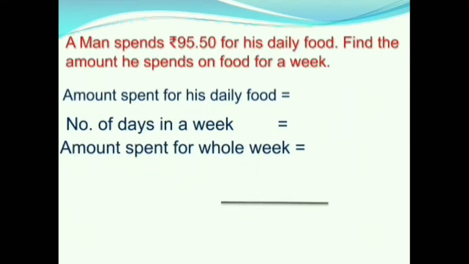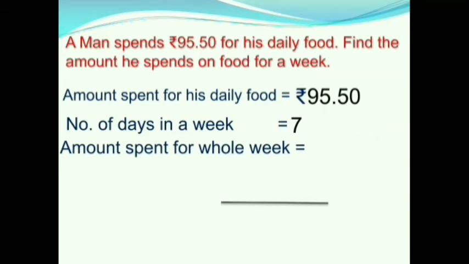See this question. A man spends 95 rupees 50 paise for his daily food. Find the amount he spends on food for a week. First we should write amount spent for his daily food. How much amount he spent? Yes, 95 rupees 50 paise. Next we should write number of days in a week. How many days are there in a week? Yes, 7 days are there in a week.